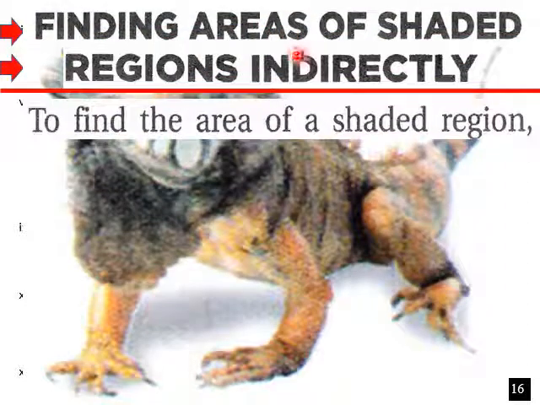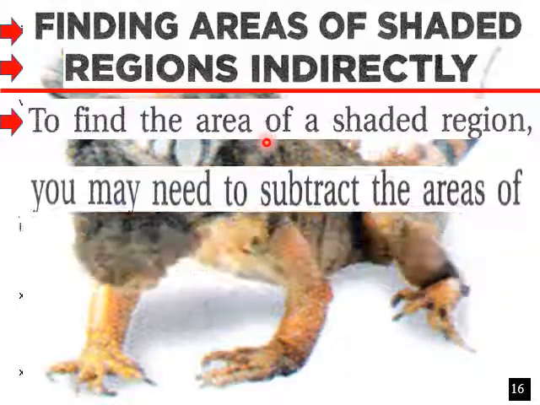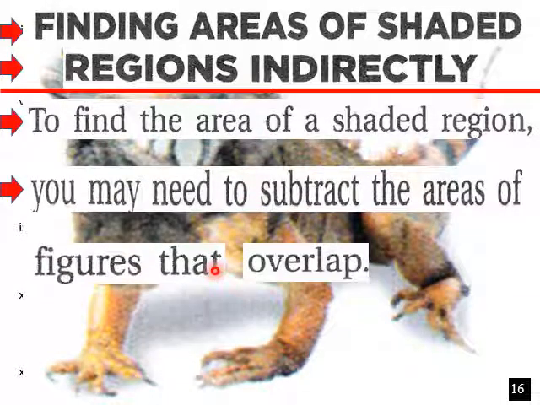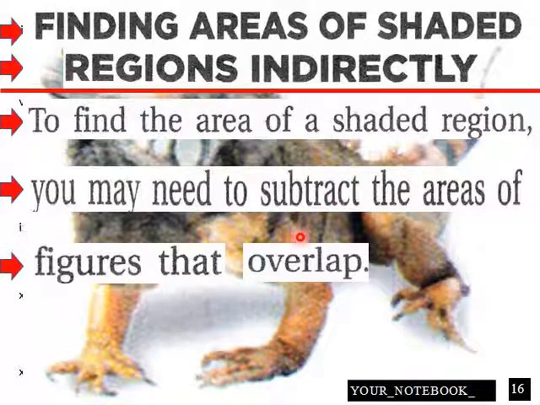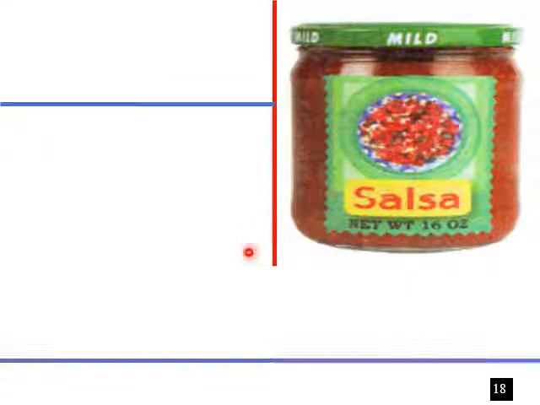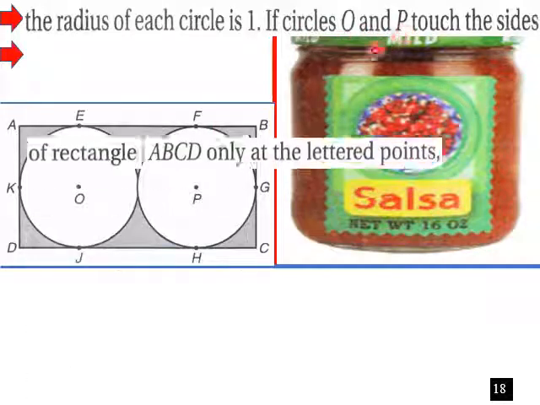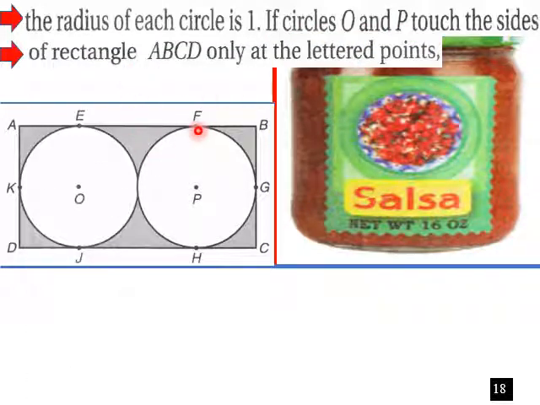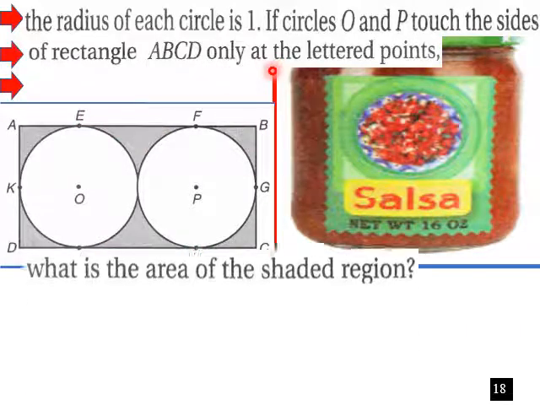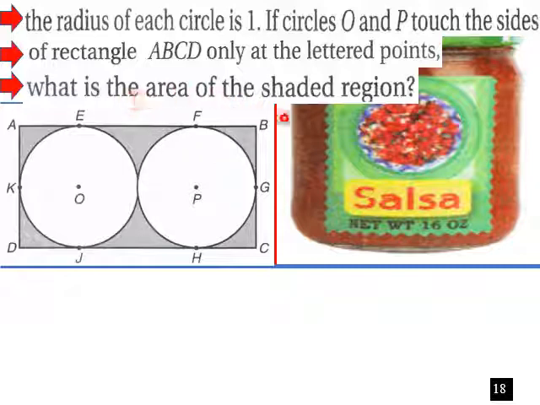Finding areas of shaded regions indirectly. To find the area of a shaded region, you may need to subtract the areas of figures that overlap. So we're going to use subtraction now to find area. The radius of each circle is 1 in this situation. If circles O and P touch the sides of rectangle ABCD only at the lettered points, what is the area of the shaded region?